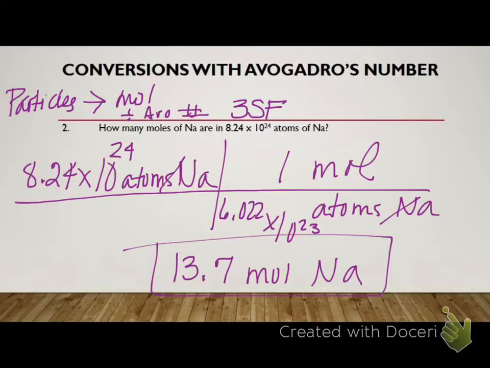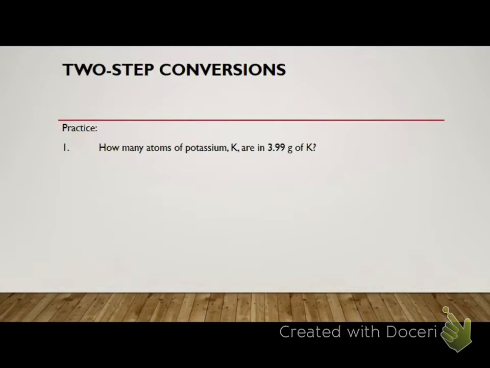Now we're going to put it all together and we're going to do a two-stepper. Okay? So who's ready to do the two-step with me? I'm ready now. Okay. All right. So two-step conversions. You cannot go directly from grams to particles or particles to grams. We have to go through the middleman, or the middle mole, if you will. So we're going to have to go through moles to get there.